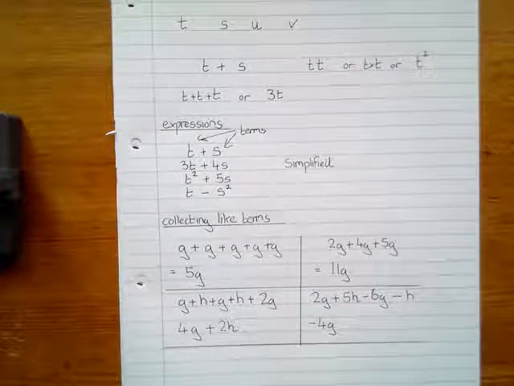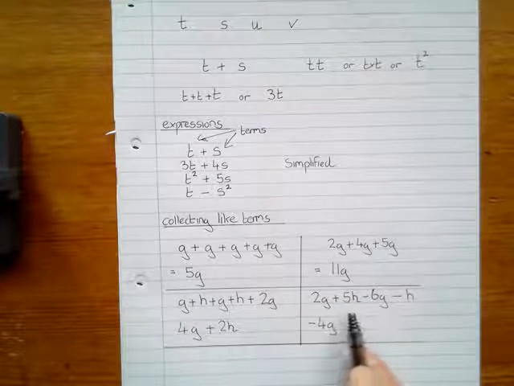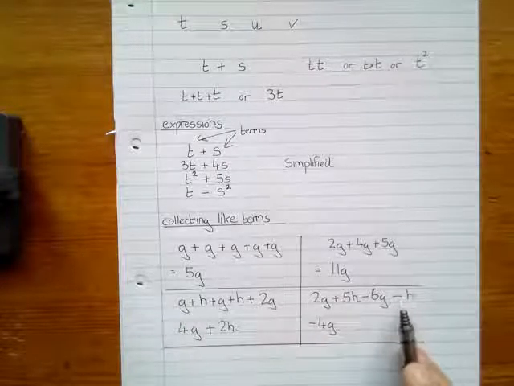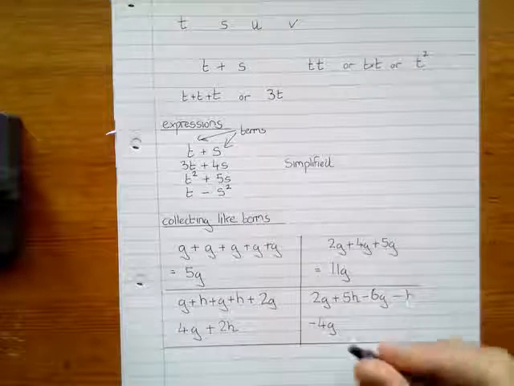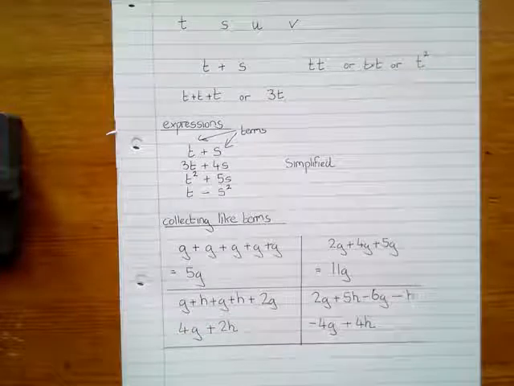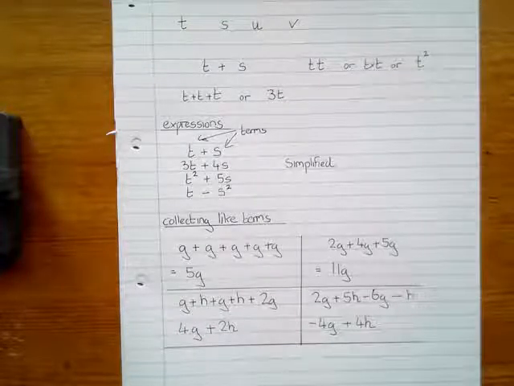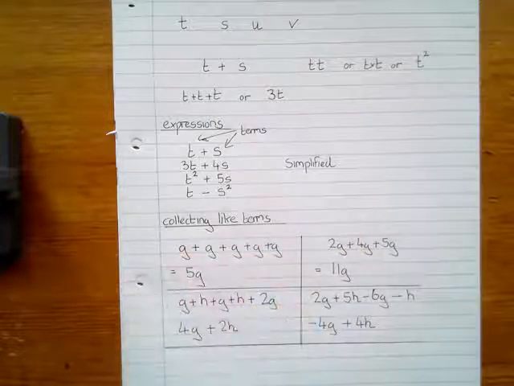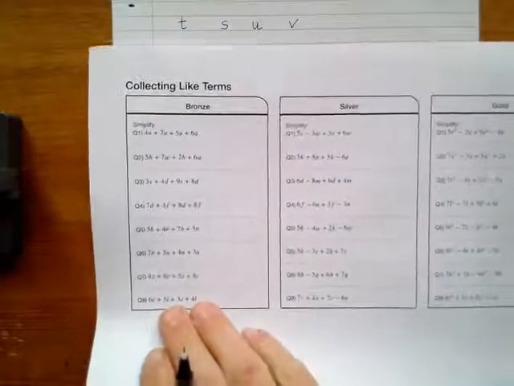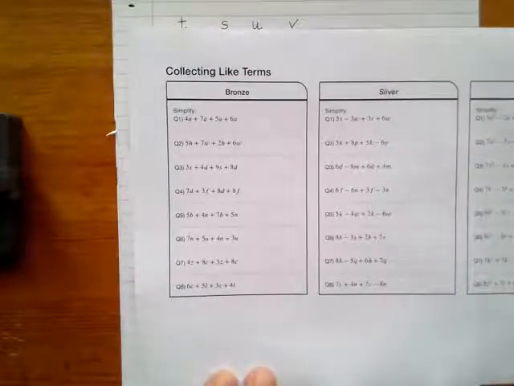Now I do the same thing with the H's. I just look at the H terms. I've got 5H here, and I'm taking a H away from that. Well, that will leave 4 H's like that. Okay, so you're going to be doing questions like this today. You're going to be doing them from this sheet here, collecting like terms. Okay, if you just have a quick look at it now.